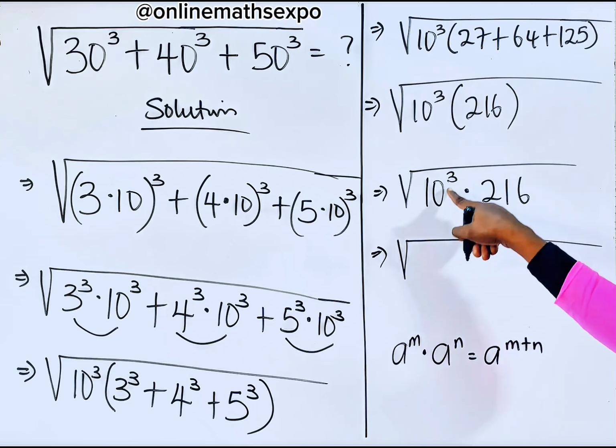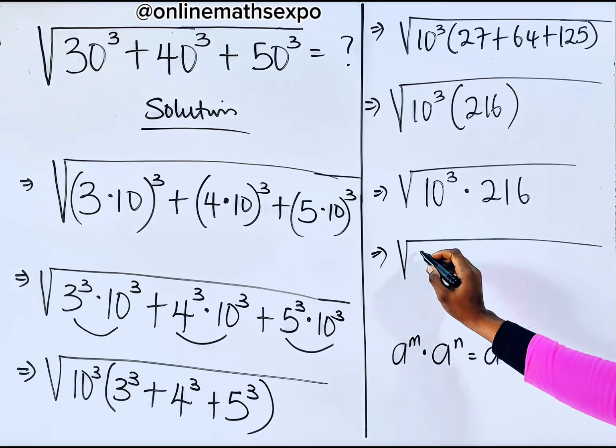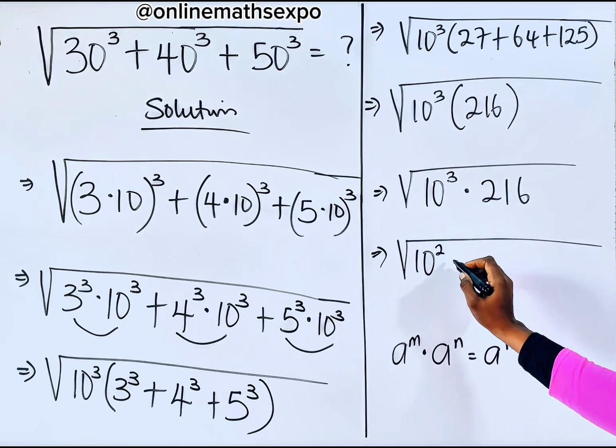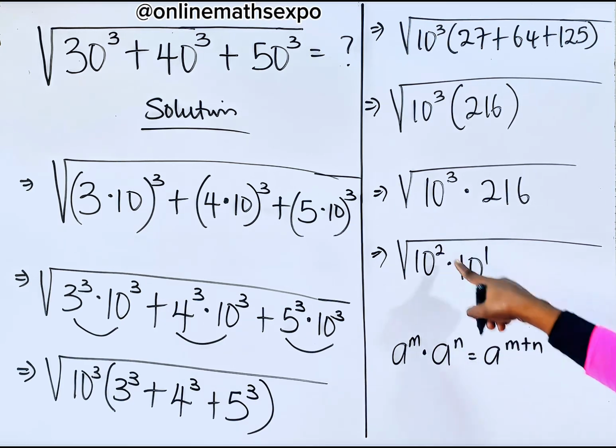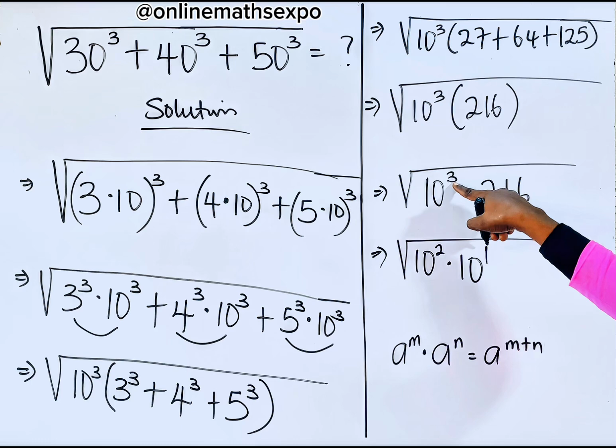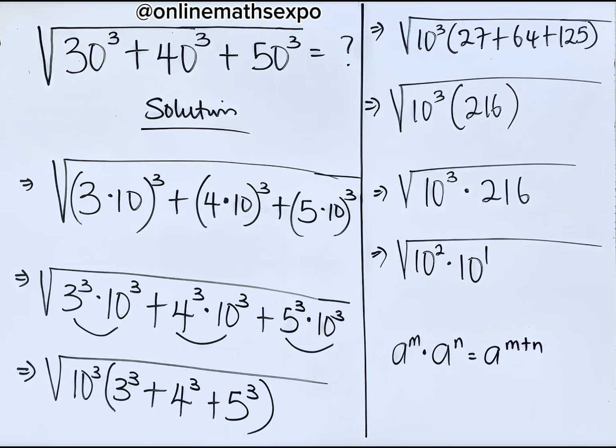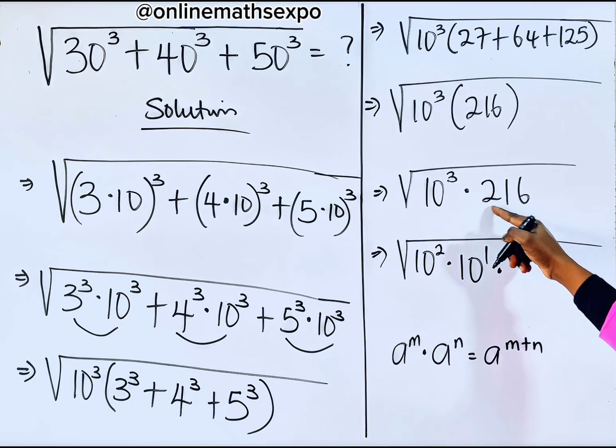Okay, so 10 to the third power is the same as 10 to the second power multiplied by 10 to the power of 1. If you add these two powers, it returns you to 3, just like what we have stated here. So this is the same as multiplied by this.